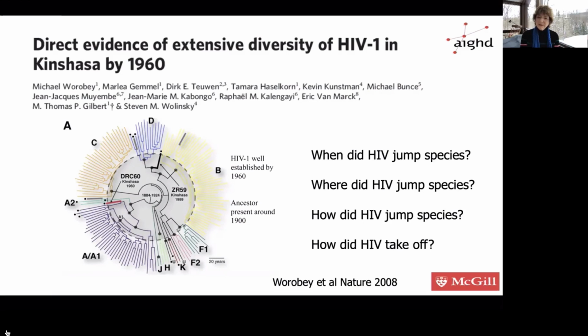Michael Worobey did a fascinating study, and if you're interested in detective stories, this is a good article to read. He showed, using a molecular clock analysis, genomic analysis, that HIV probably jumped species around 1900. It was probably due, we think, to bushmeat butchering. And HIV took off due to colonialism that caused people to congregate in centers for economic reasons. So I recommend this article.